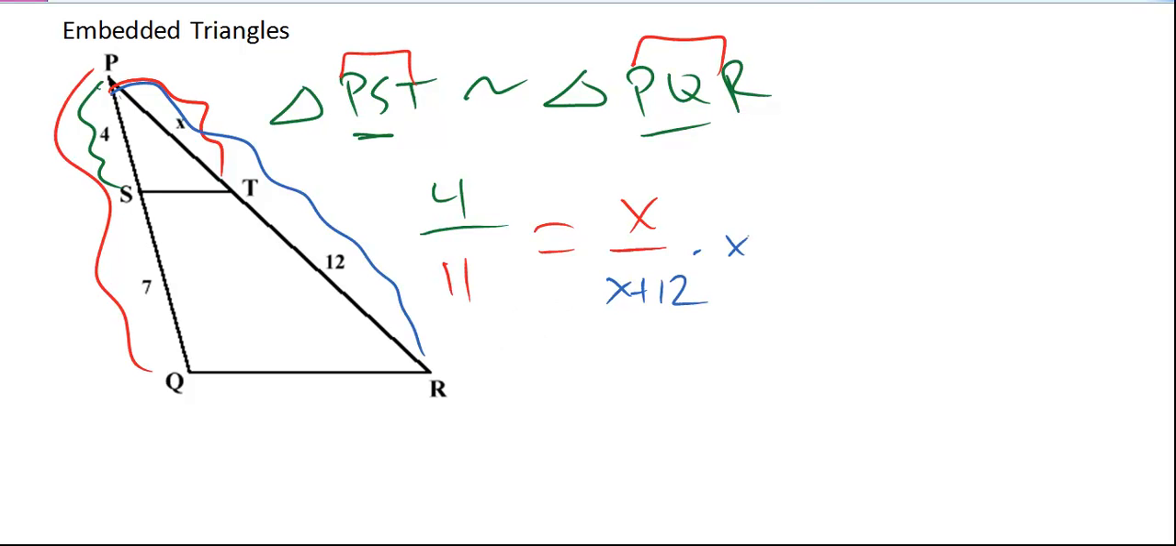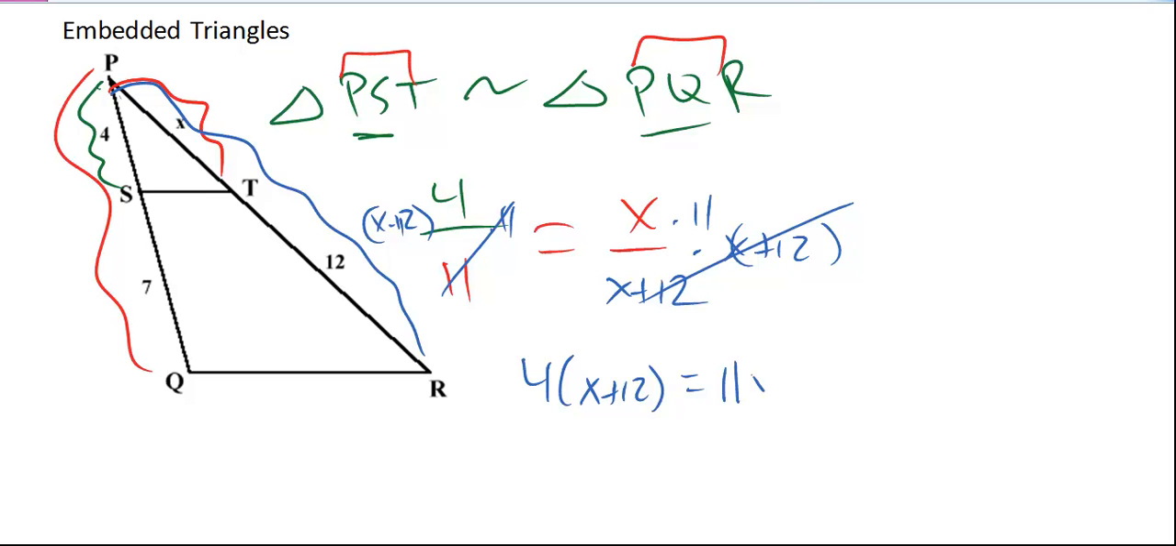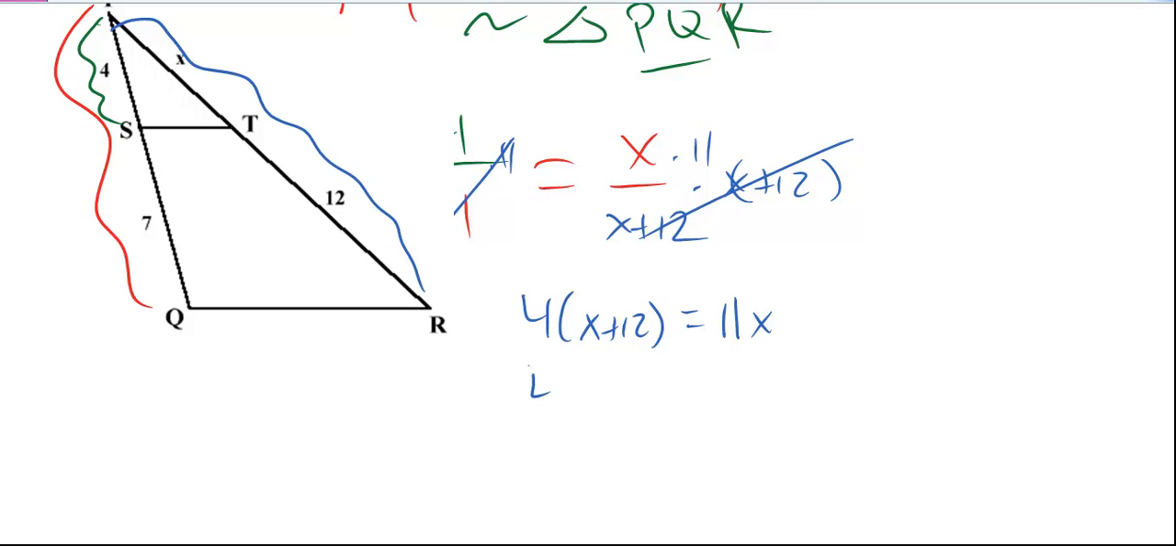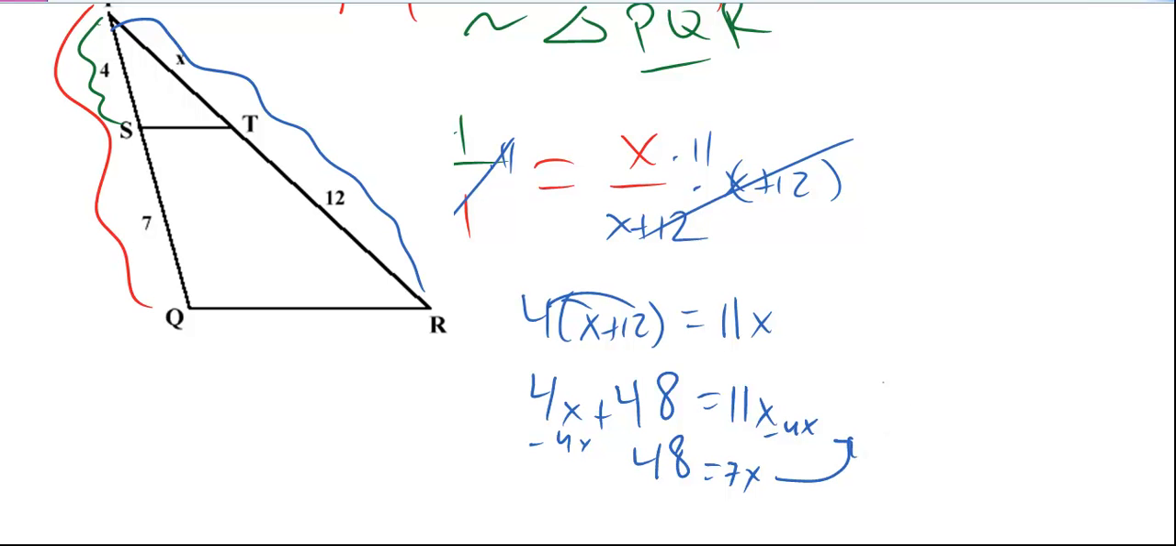But now I can actually cross multiply. I'm going to multiply both sides by x plus 12, and that's going to cancel here. And I'm going to multiply both sides by 11, and that's going to cancel here. And I get 4 times x plus 12 equal to 11x. And now I can do some distribution, and I'm in great shape now. I got 4x plus, remember the distributive property, that's really important, 4x plus 48 equals 11x. If I subtract 4x from both sides, I get 48 equals 7x, which means x equals 48 over 7.